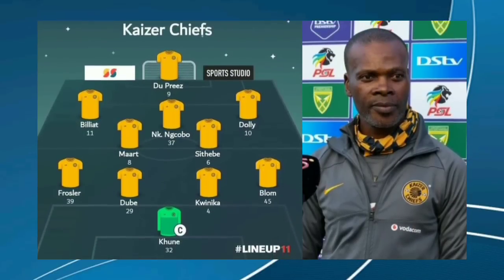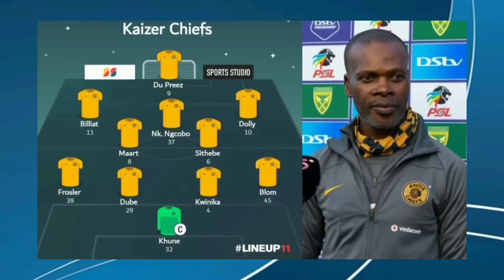Now we're moving to another formation as well. We just want to see which formation you would like the most here. So they are saying the goalkeeper is Itumeleng Khune, and then just in front of him we've got Zita Quinika on the right, and then Dube on the left, and then on the far left as well you've got Frosler, and then you've got Njabulo Blom on the right, and then in front of them you've got Siyatemba Sitebe, Yasif Mat, and Nkosingphile Ngobo, and then you've got also Keegan Dolly, and then on the left as well you've got Billiat, with Dupreez now being the number 9.